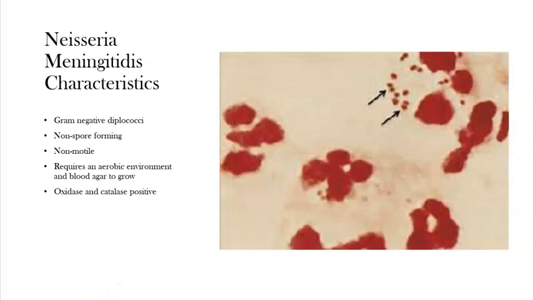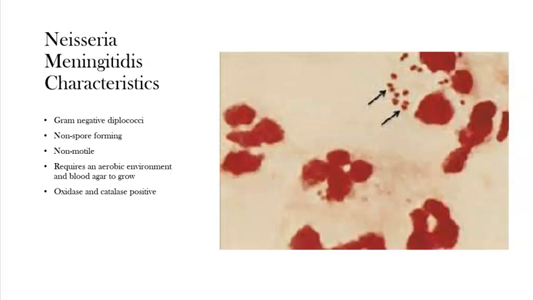This is a gram-negative diplococci shape. It's sometimes said to be kidney-shaped as well. Here are some examples in this picture, where the arrows are pointing to these little dots. That is the bacteria. A couple more characteristics are that it's non-spore forming and it's non-motile, so it doesn't have any flagella or anything like that to help it get around.